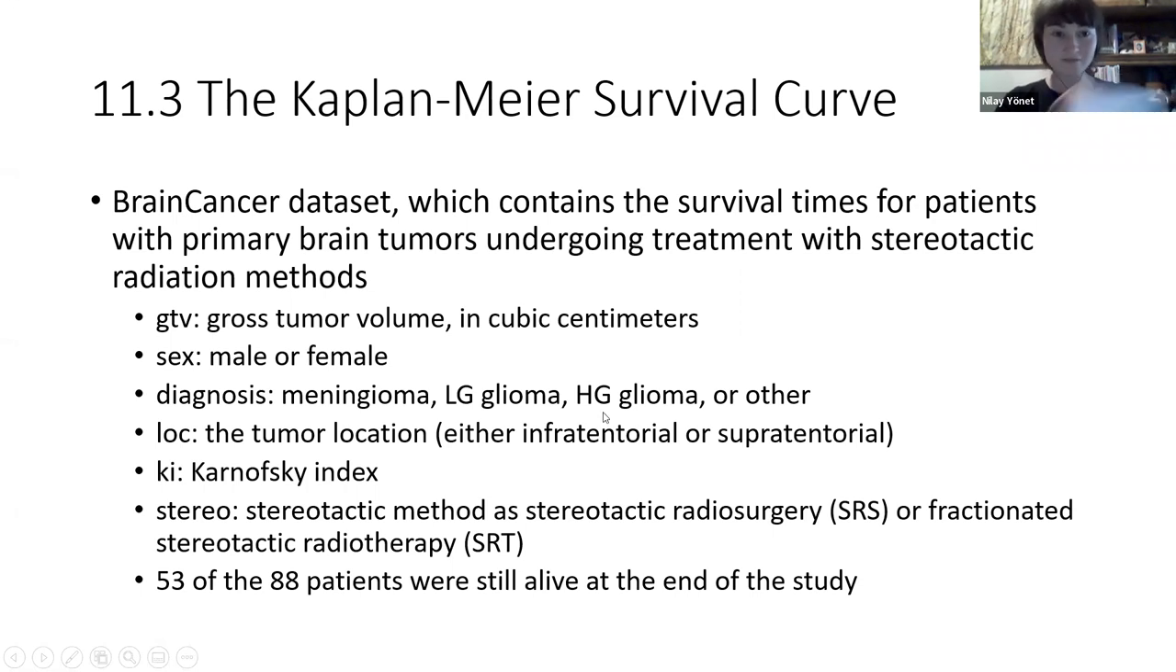And here we will have a brain cancer data set. So it is about the survival times of the patients. And we have some features here. One is gross tumor volume, and the gender, the diagnosis, the location of the tumor, and the Karnofsky index. It shows the health status of a patient. So if it is 100, it means that the patient is perfectly healthy. And if it is zero, it means the patient is dead, something like that.